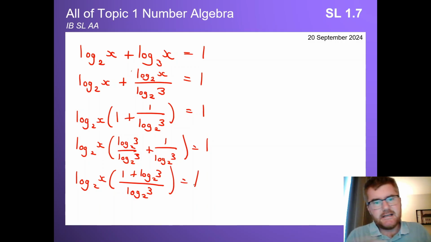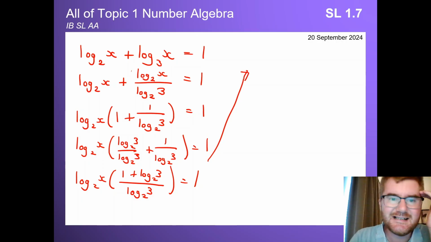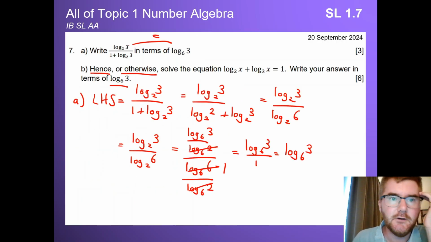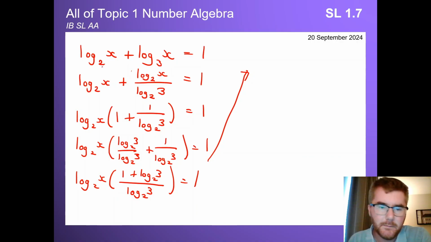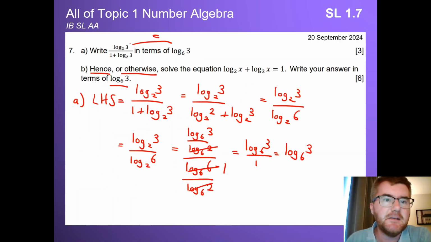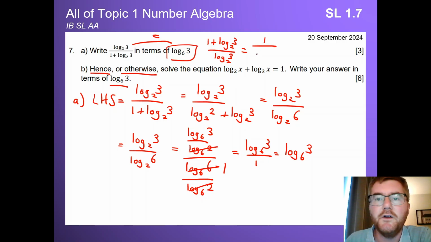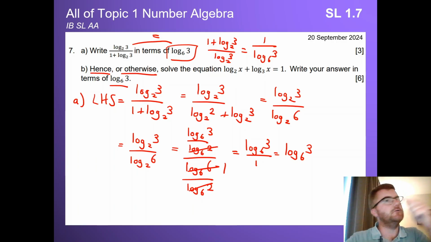So you look at this and go, oh, well, it's not exactly the same. Mr. Gower, what are you doing? It's not exactly the same as what we have here, yeah? We've got log 3 base 2 over 1 plus log 3 base 2. And this is like the wrong way round. But notice it's just a reciprocal, yeah? So I can use this fact and go, well, if I flip that, 1 plus log 3 base 2 over log 3 base 2, I can just flip this as well. So I can just write this as 1 over log 3 base 6. I'm just using the reciprocal on both sides.